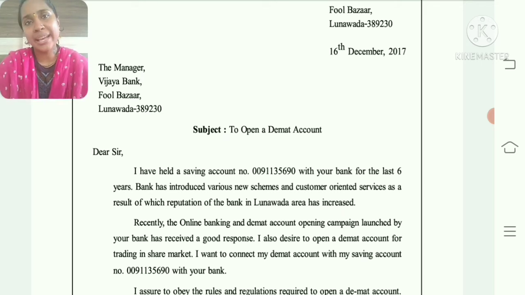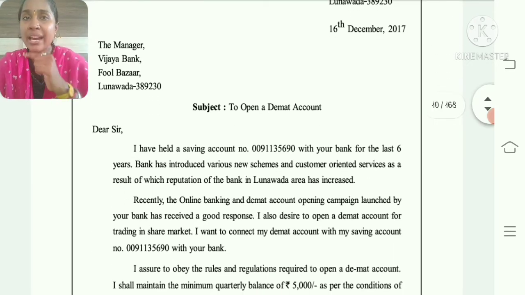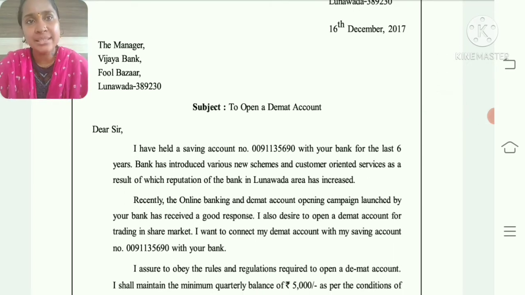Now the subject. As I said, when you are writing an official or formal letter, mostly a subject is included. After leaving a line, if you see one line left, the phone number is written, and on the opposite side the name and the address. After the address, one line is left, then the date is written. After the date, again one line is left, then the manager's address is given, again one line is left, and after that the subject is written. According to a single-line notebook, you have to leave one line.